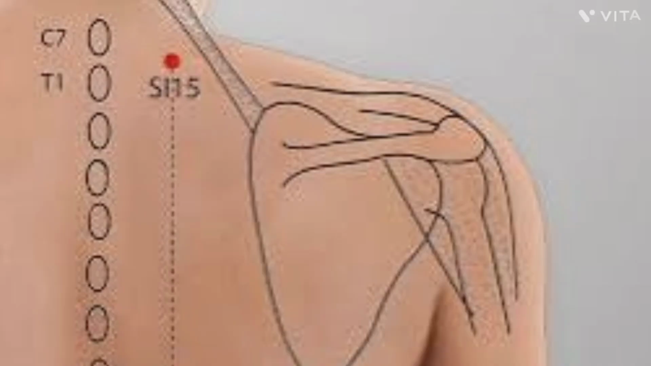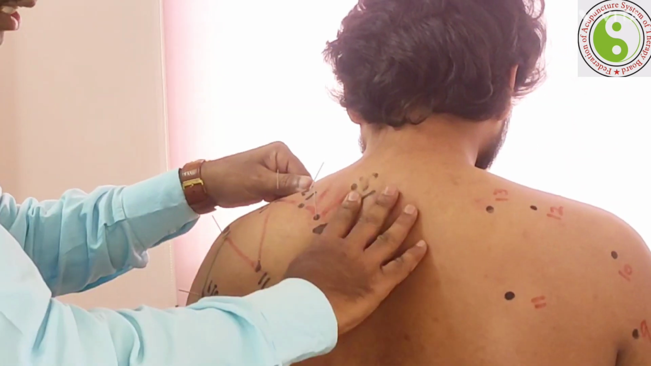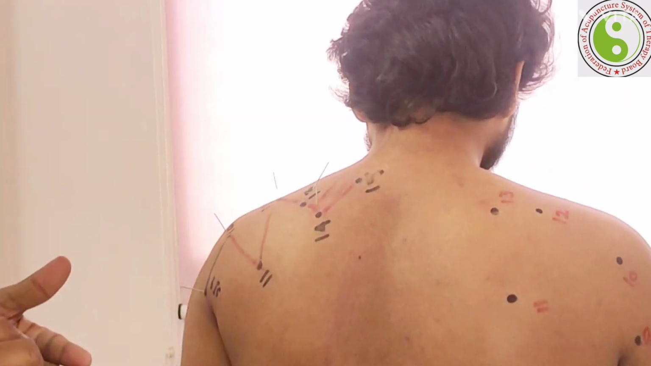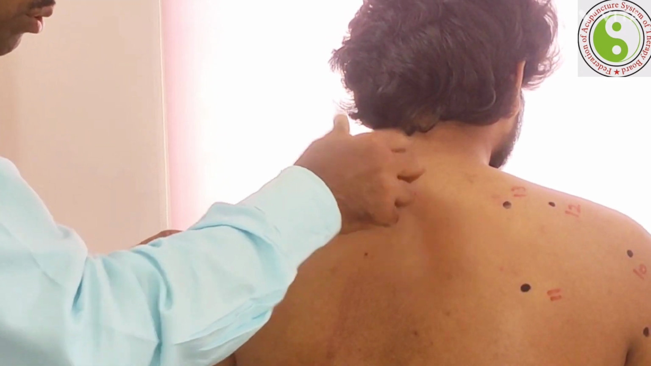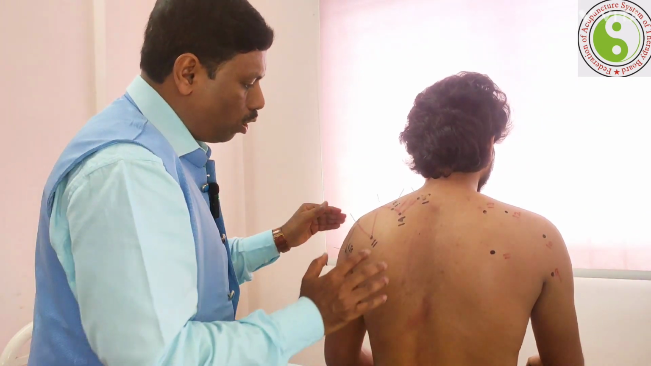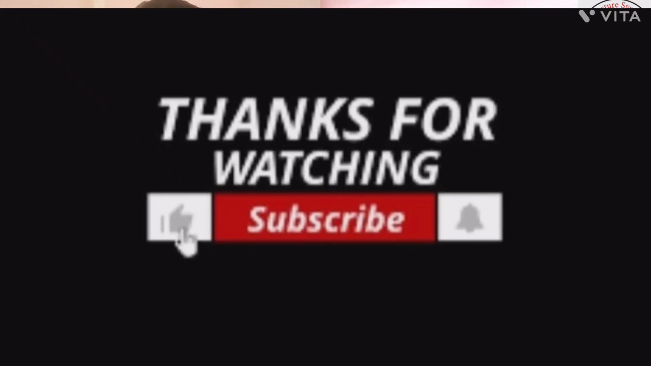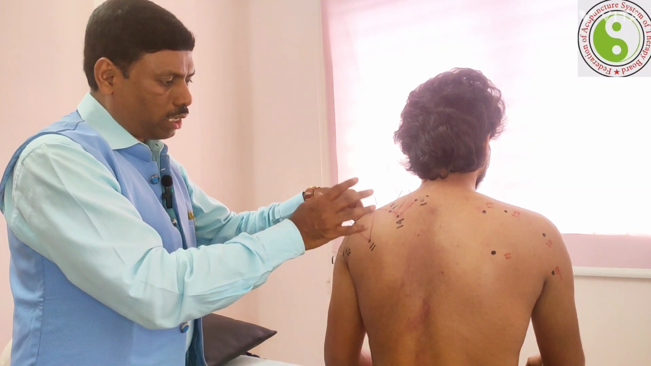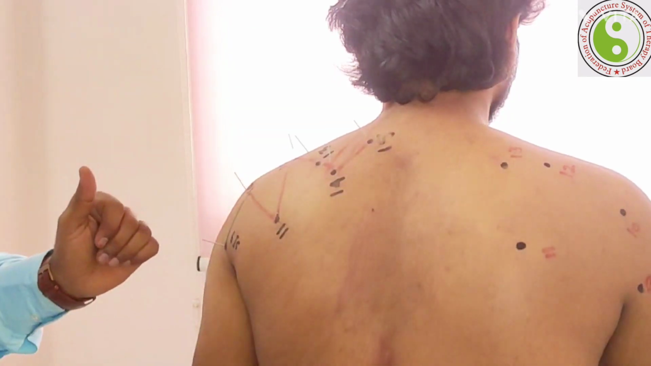So SI15 is a great point to treat neck-related problems, neck pain, and pain in the rhomboid muscles. At that time we insert the needle to a deeper level. We can insert the needle at least 1 to 1.5 cun maximum on the SI15 region. Hopefully cervical pain and shoulder-related problems can be treated by activating this point. Once we do it, strong stimulation is advisable.